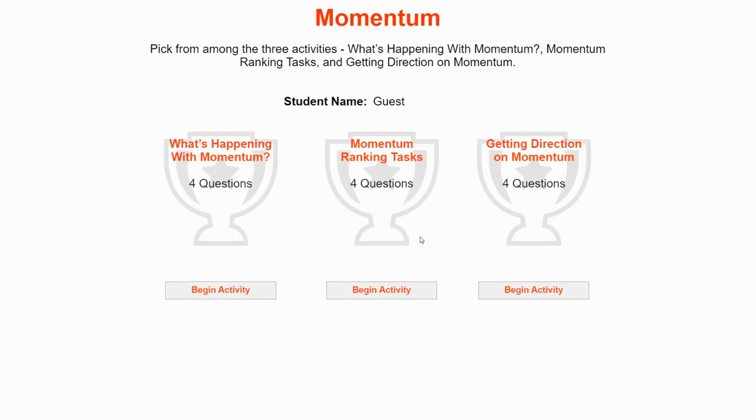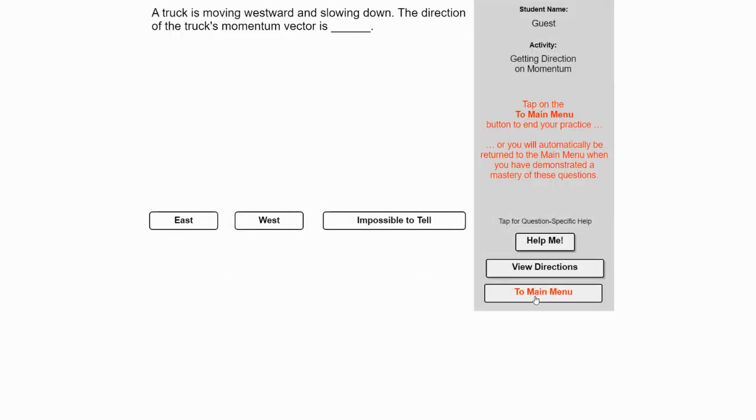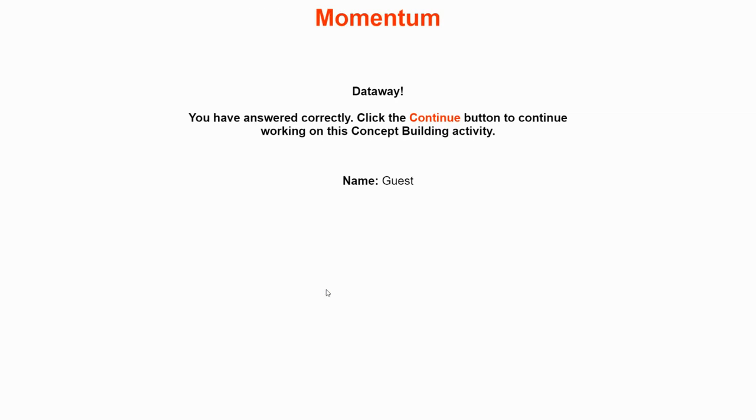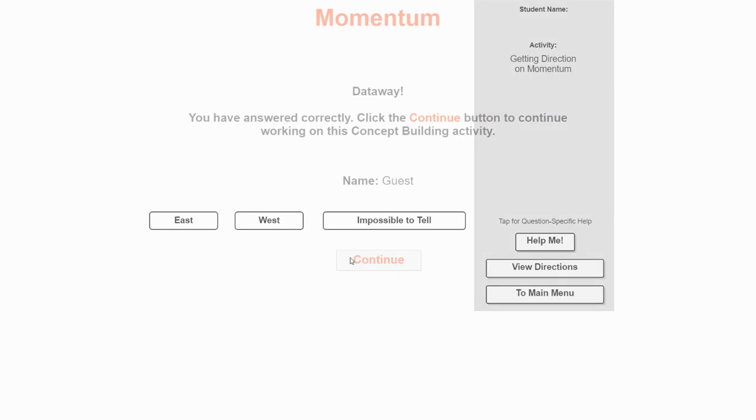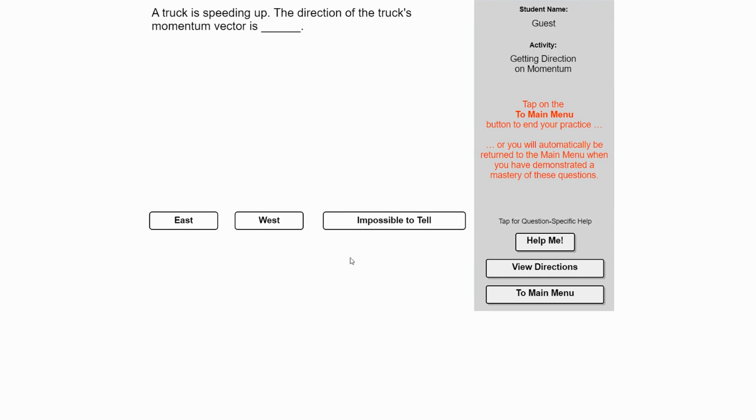I hate myself sometimes. All right, anyway, moving forward again, getting direction on the momentum. Okay, if a truck is moving westward and slowing down, the direction of the truck's momentum vector is what? West? Let's try it. All right. Good thing you said west. Now the truck is speeding up. So the direction of the truck's momentum vector is what?